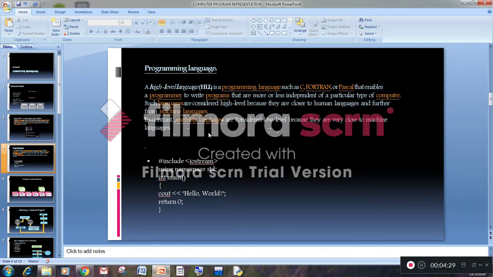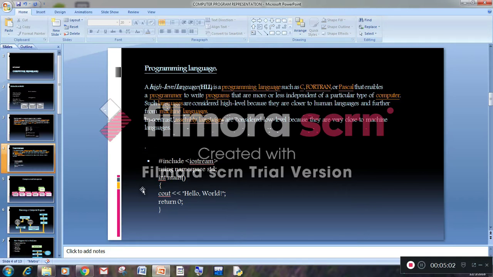Next come the programming languages, the high-level languages. A high-level language is a programming language such as C, Fortran, or Pascal that enables a programmer to write programs that are more or less independent of a particular type of computer. Such languages are considered high-level because they are closer to human languages and further from machine languages. In contrast, assembly languages are considered low-level because they are very close to machine language.